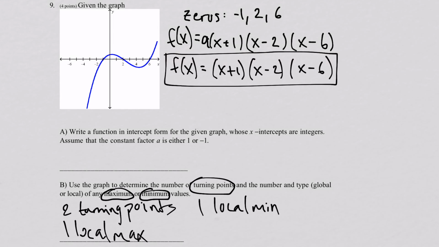And then are there any global max or min? And the answer to that is no, right? You can see that it keeps increasing and decreasing forever. So it will never reach a global max or a global min. So there are no, or 0, global max or min. And that's it.